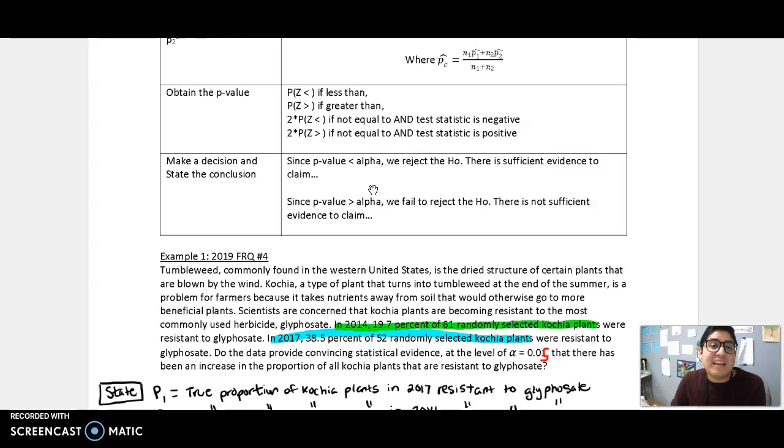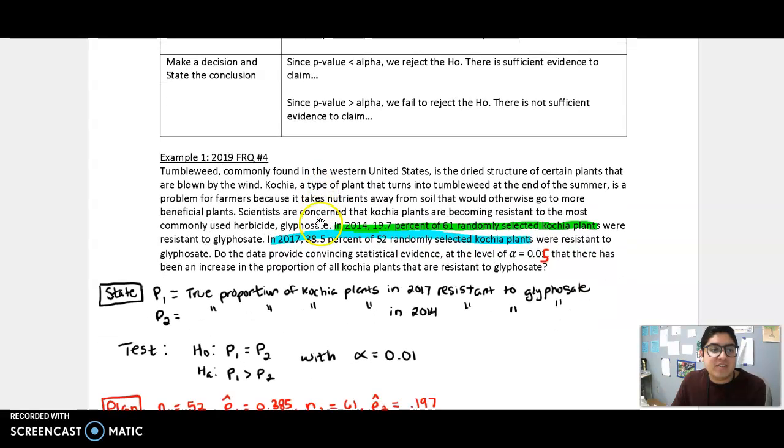And in 2014, 19.7% of 61 randomly selected plants were resistant to glyphosate. And in 2017, 38.5% of 52 randomly selected kochia plants were resistant to the herbicide. Now, do the data provide convincing statistical evidence, at the level of alpha equals 0.05, that there has been an increase in the proportion of all kochia plants that are resistant to glyphosate? So again, the order was not defined for us, but here I'm really testing, is the 2017 resistance rate greater than the 2014 resistance rate? So when I state my parameters here, this is what I want to do.